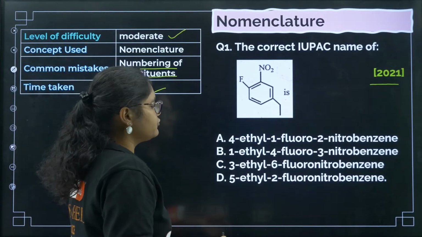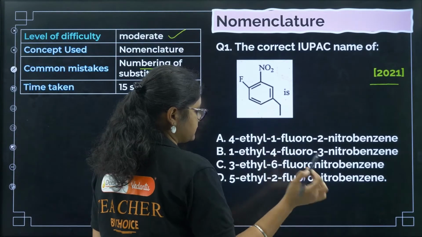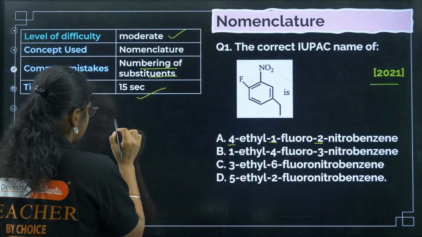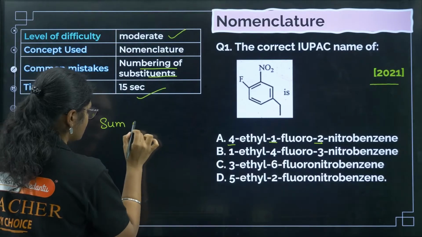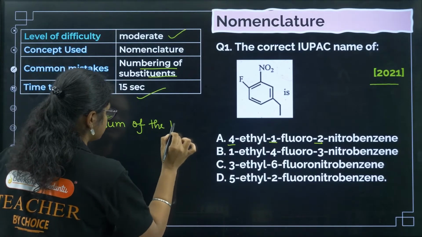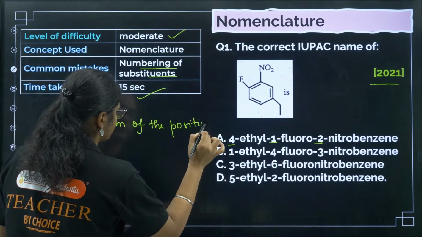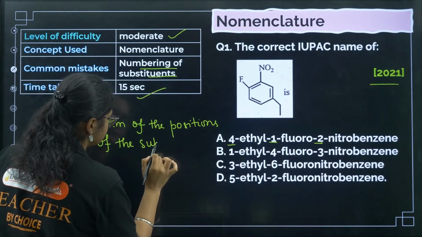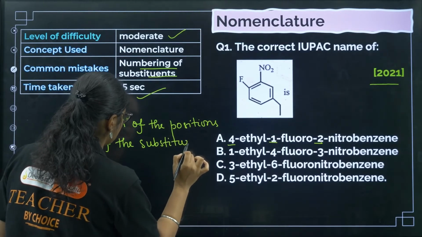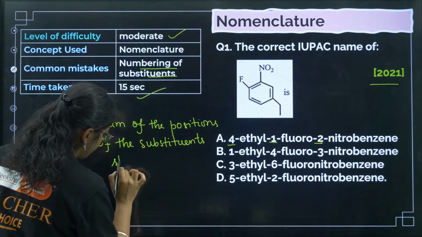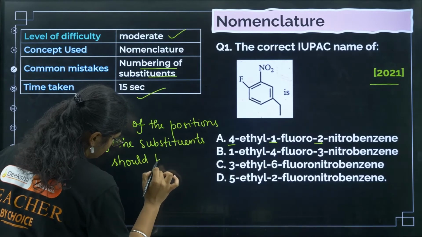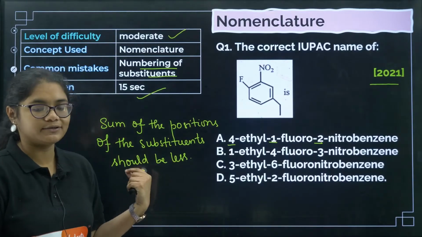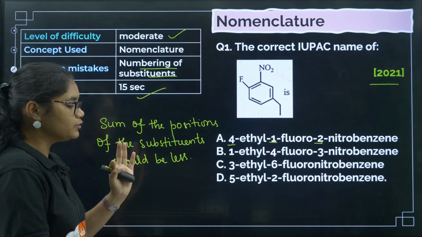Now if you see here, we'll first look at the substituents: 4, 1 and 2. What does the substituent rule say? That the sum of the positions of the substituents should be less. Sum of the positions of the substituents should be less. This is a rule that you must remember.